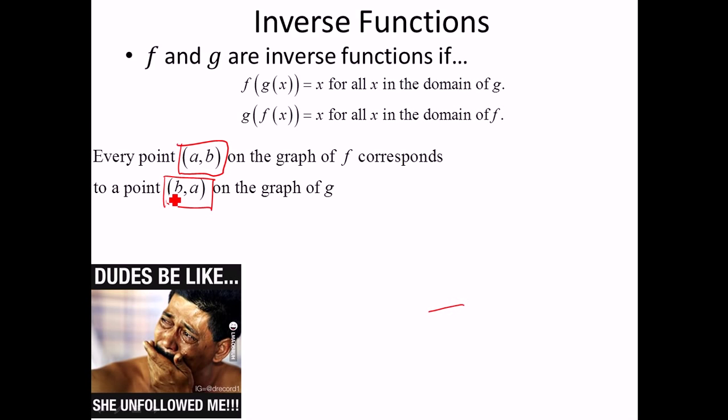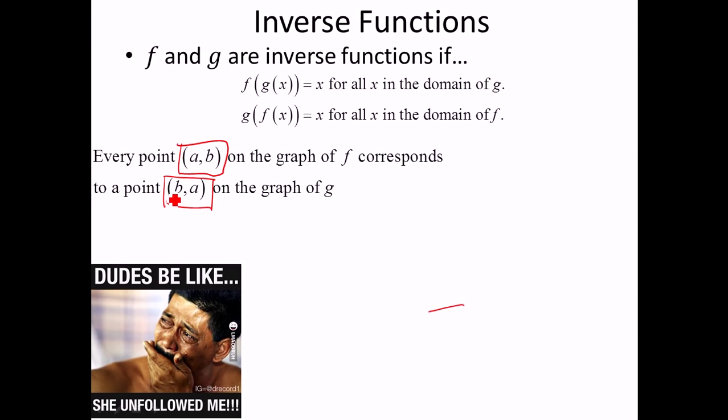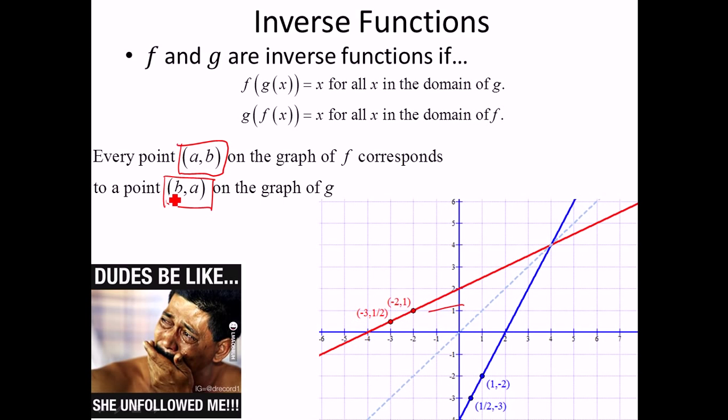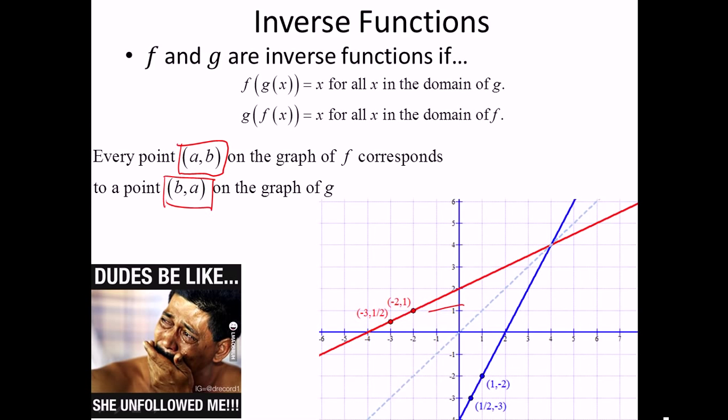Earlier we tried to graph two functions, the functions that we had here. If we graph both of those functions, they look like this. Now notice on these two functions, this one right here is x plus 4 over 2. So let's say this is f of x, and this is g of x, which is 2x minus 4. So say we have those two functions.